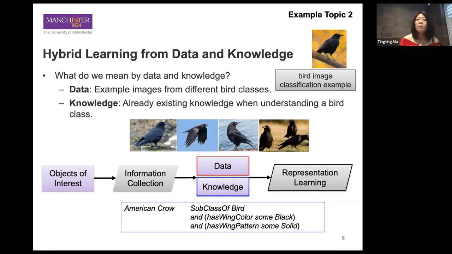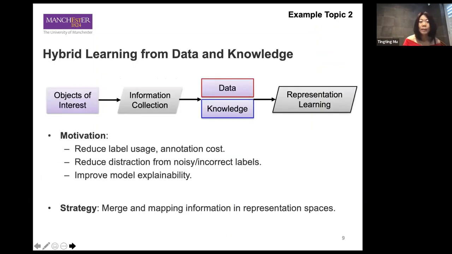In order for the model to learn how to do that, you can feed the model data, that is, example images of American crows. And then you can also feed the model knowledge, which refers to what you already know about how an American crow looks. For example, an American crow is a subclass of bird, it has black wings and also has a solid pattern.